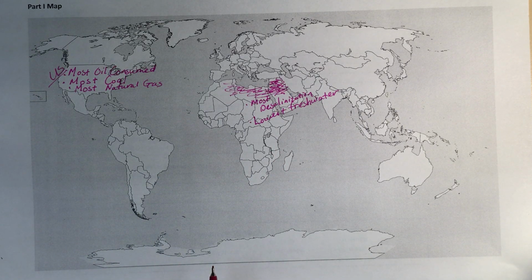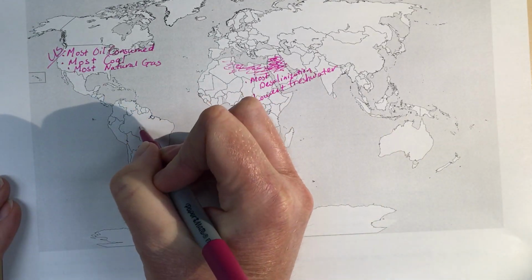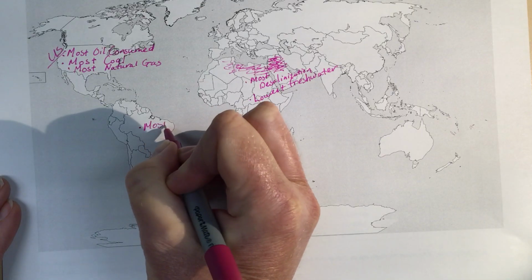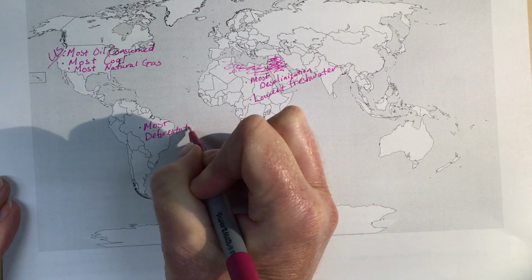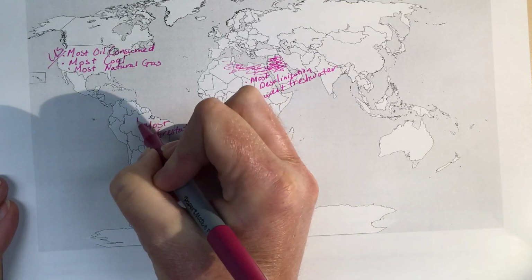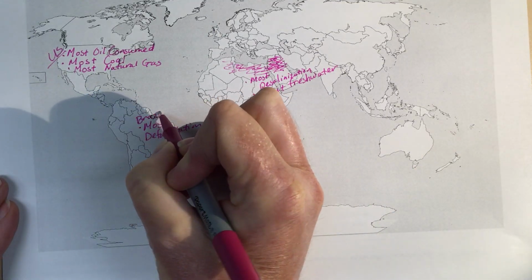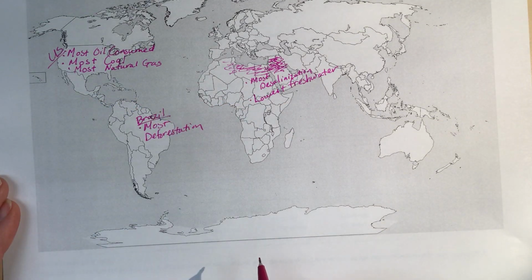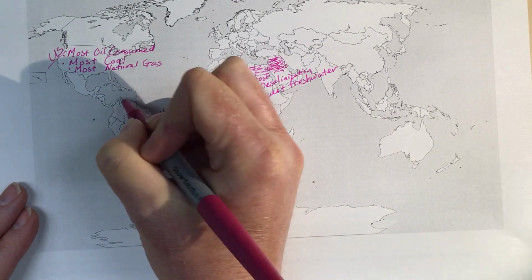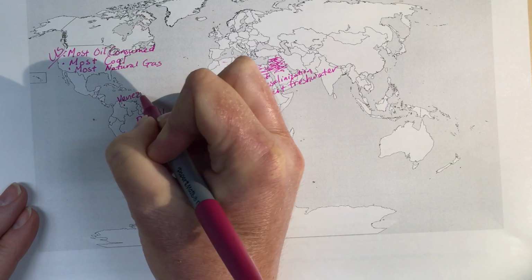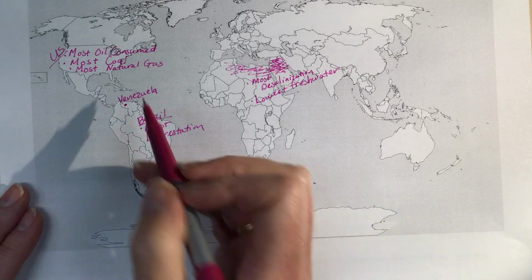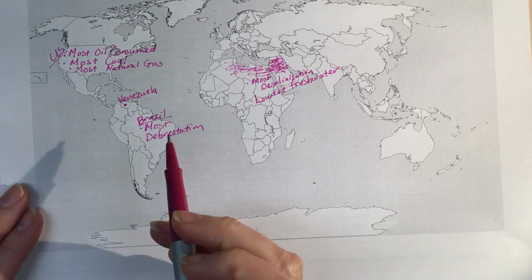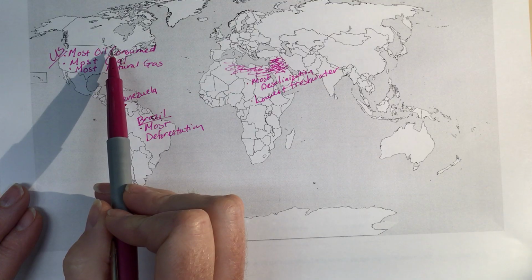All right, the next one on your list, most deforestation, is Brazil. So this is here, Brazil. I'm going to put most deforestation, and that's with the Amazon rainforest. You should probably note that that is Brazil here as well. The most oil reserves is here in Venezuela. I'm just going to put Venezuela here. Most oil consumed I have here in the US.